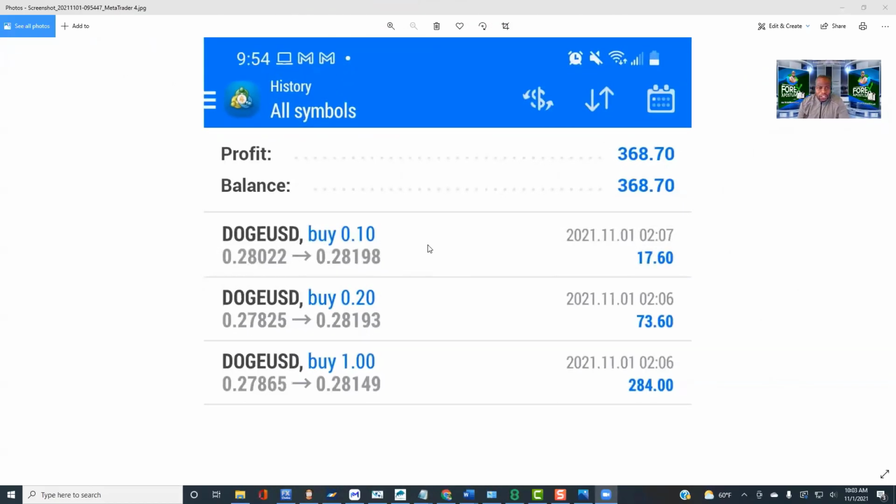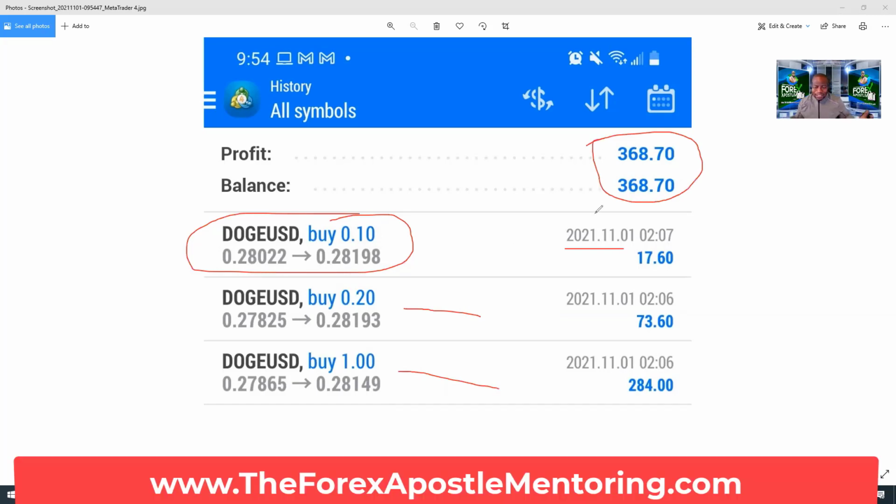So as you can see right here, this is the first trade that I placed in that example on Saturday morning when we were having the class. Then when I noticed that the market was moving in my favor, I said, you know what, I think I can add to this. So I added 0.2. In fact, at a point I added 1.0 lot size to that Dogecoin USD trade. And then, of course, I ended up making $368.70 from that trade.